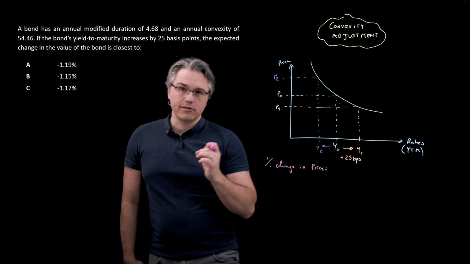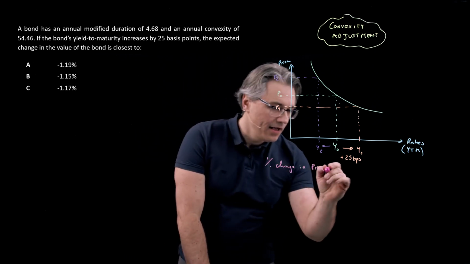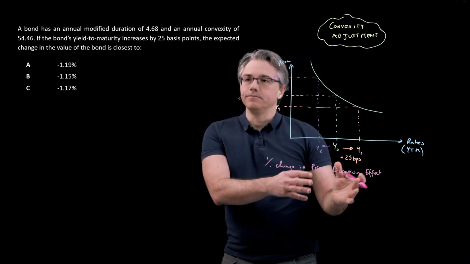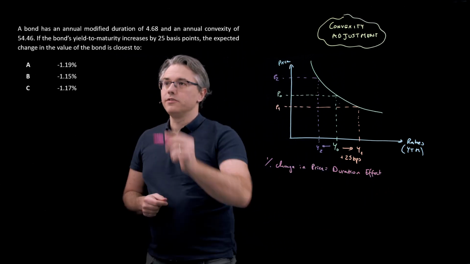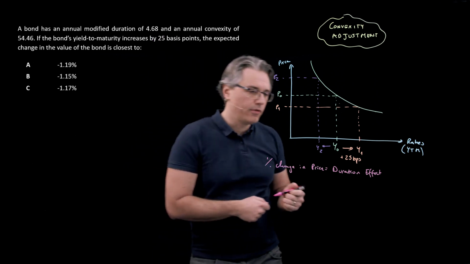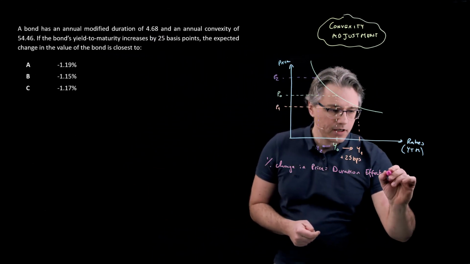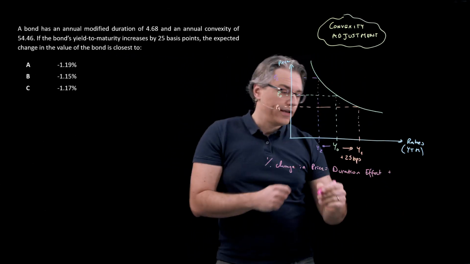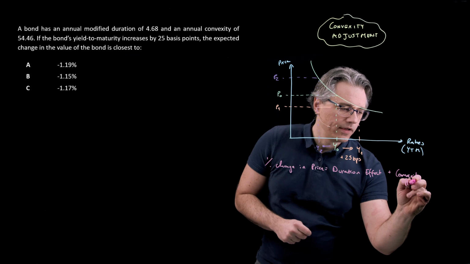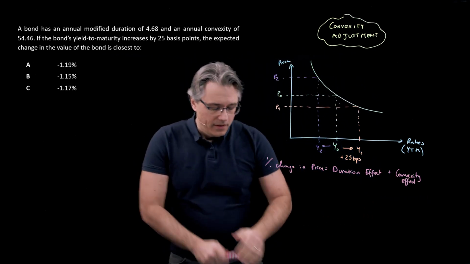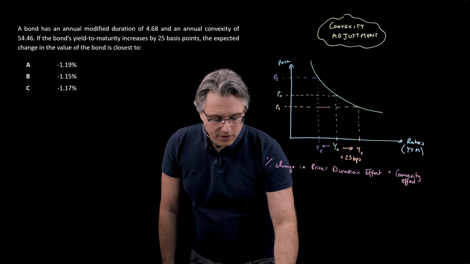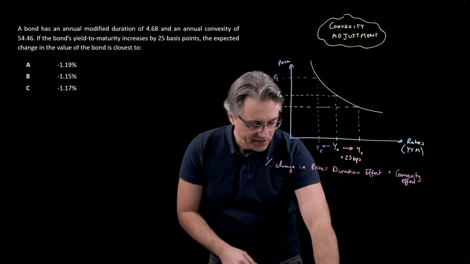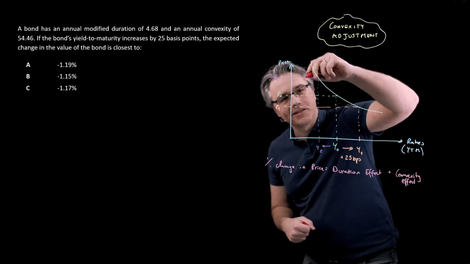Well, there are two things we need to take into account. One is the so-called duration effect. And in order to compute this, we're going to obviously use the modified duration parameter from up here. And on top of this, we're going to have a second effect called the convexity effect or convexity adjustment. Let's call this the convexity effect. Okay. The duration effect is a first order approximation. That's how people often call it.